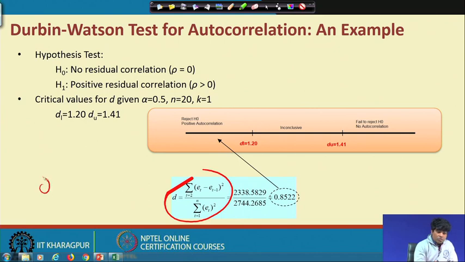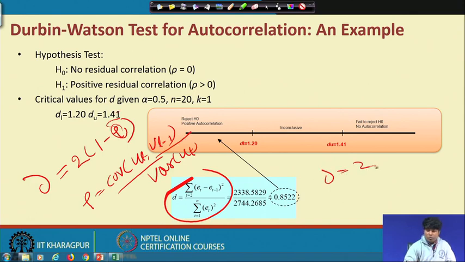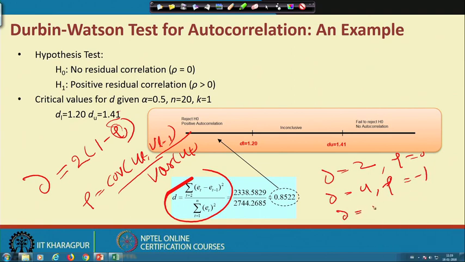Generally, the Durbin-Watson D statistic is D equal to 2 into 1 minus rho, and rho is the autocorrelation coefficient. That is actually the covariance of ut upon ut minus 1 divided by the variance of ut. When rho equal to 0, then D equal to 2. When D equal to 4, then in that case rho equal to minus 1, and when D equal to 0, rho equal to exactly 1.